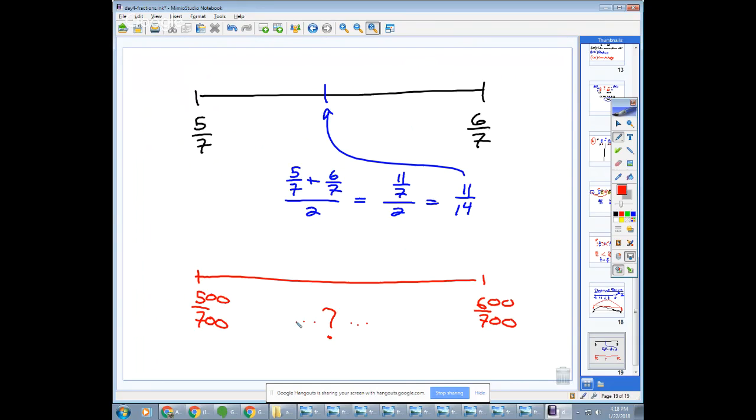Alternatively, I could just say, hey, that's the same thing as 500 over 700, isn't it? And 600 over 700. Now can you more easily come up with some fractions in between? Yeah, like 501 over 700. Or 599 over 700, right? Anything that's between 500 and 600, as long as 700 is the denominator. So if somebody told me they needed 100 numbers in between, I can easily find them.